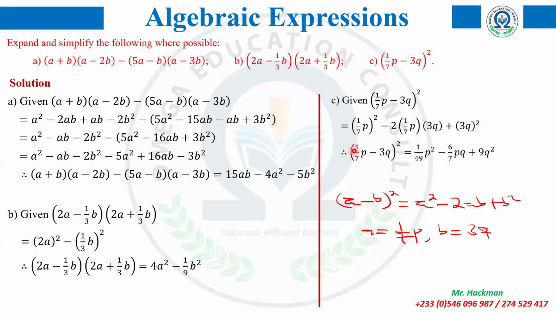So you now have, therefore, whatever you are given equal to this. If you remove the bracket here, that gives us this. If you remove the bracket here, you are going to get 2 times 3 times 1 as your numerator, and that will give us 6 over 7, then p times q. So you get 6 over 7pq. You remember the negative is there. Then this squared will give us 3 squared, which is 9, then q squared. So 9q squared as your final answer.